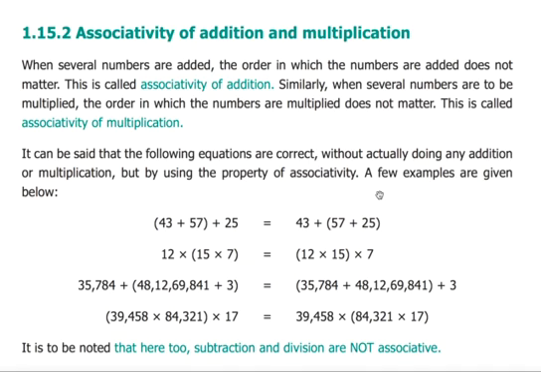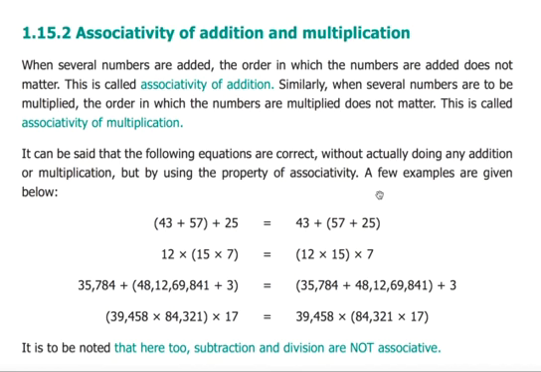Associativity of addition and multiplication. When several numbers are added, the order in which the numbers are added does not matter. This is called associativity of addition. Similarly, when several numbers are to be multiplied, the order in which the numbers are multiplied does not matter. This is called associativity of multiplication. It can be said that the following equations are correct without actually doing any addition or multiplication, but by using the property of associativity.